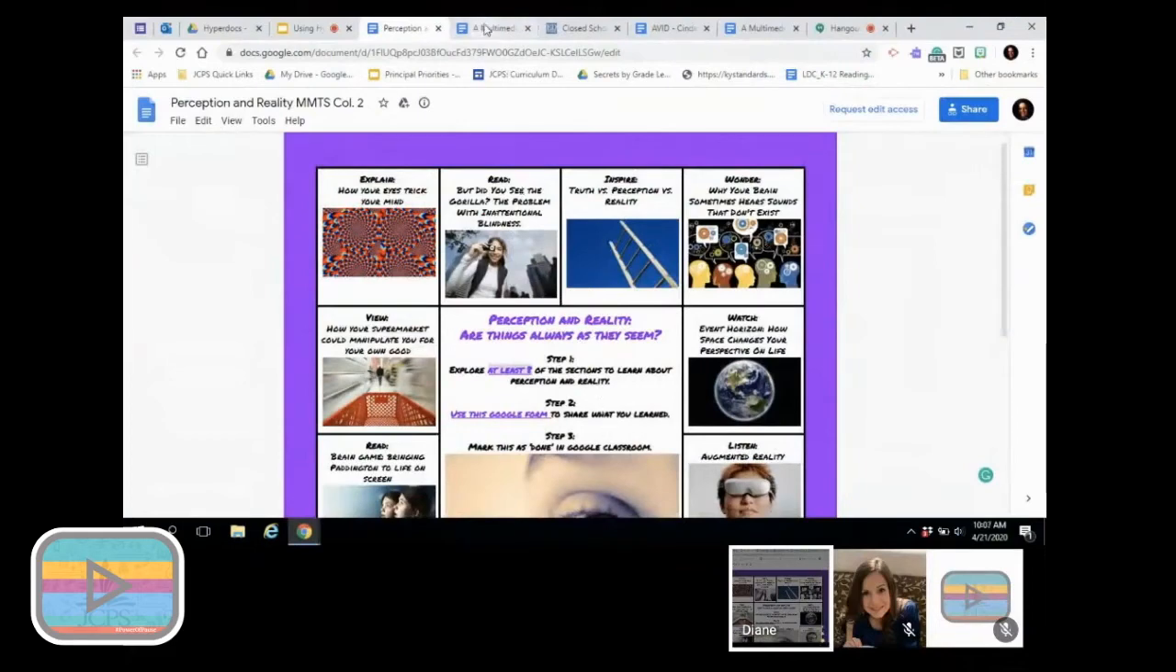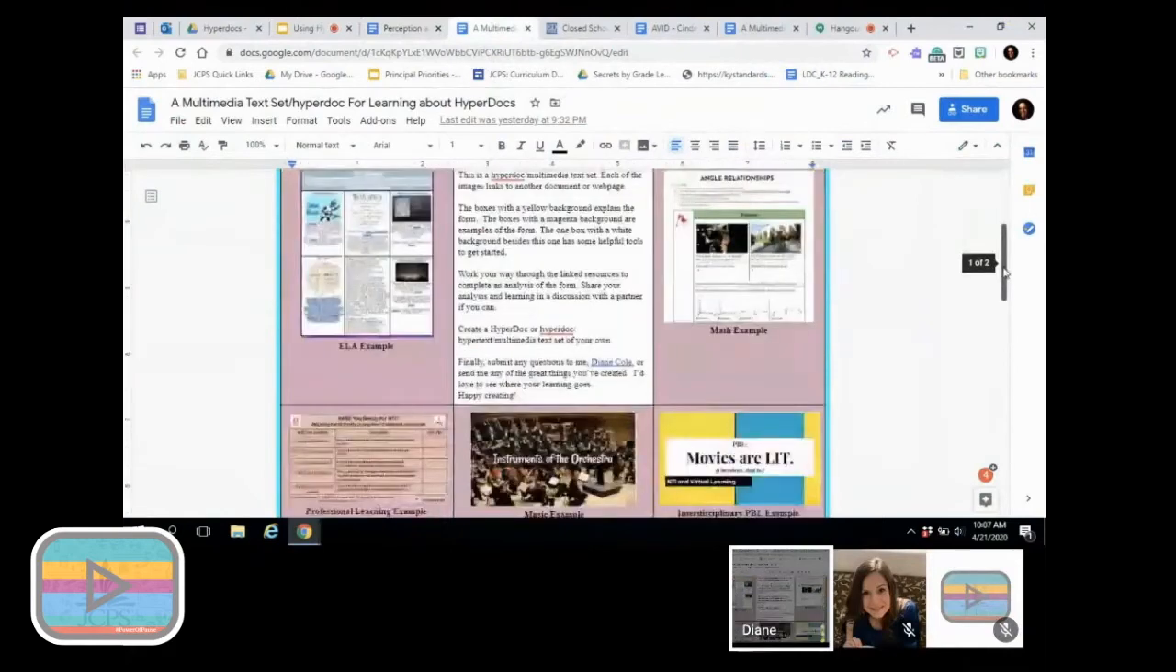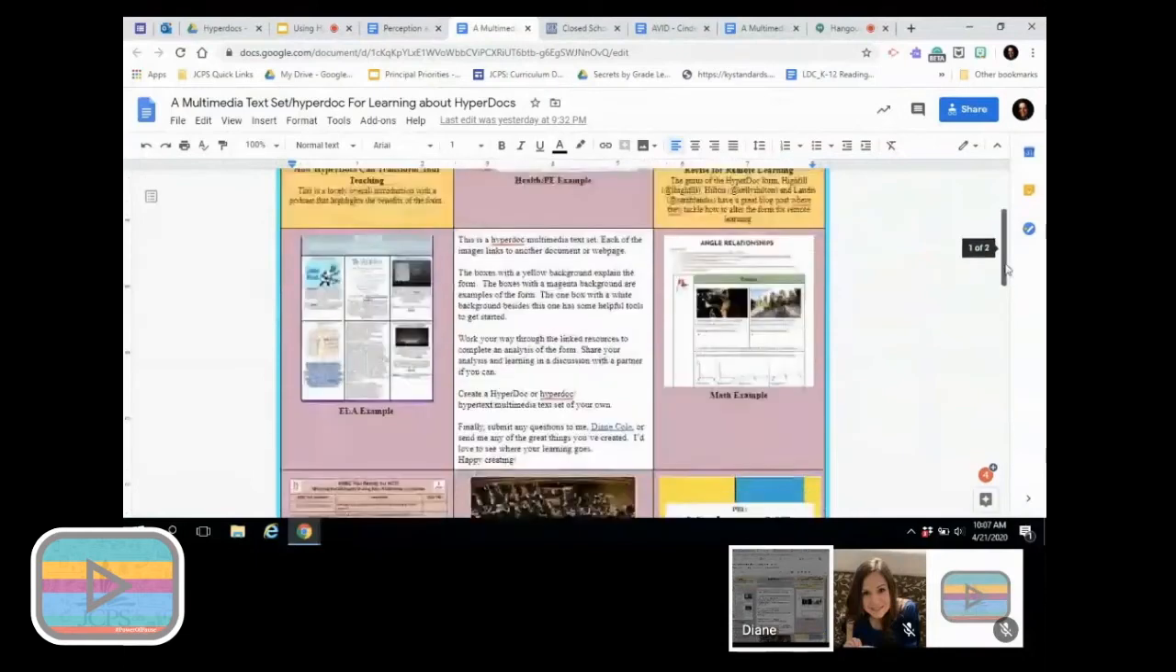Now, interestingly enough, the creators would call this, and what I've created for you for professional learning, multimedia text sets instead of Hyperdocs. I don't think it really matters what terminology you use. I think it matters more that you are taking students through a process. So in professional learning, you'll notice a lot of times we don't have any products the way that we do with students. So perhaps that's why they turn into multimedia text sets.